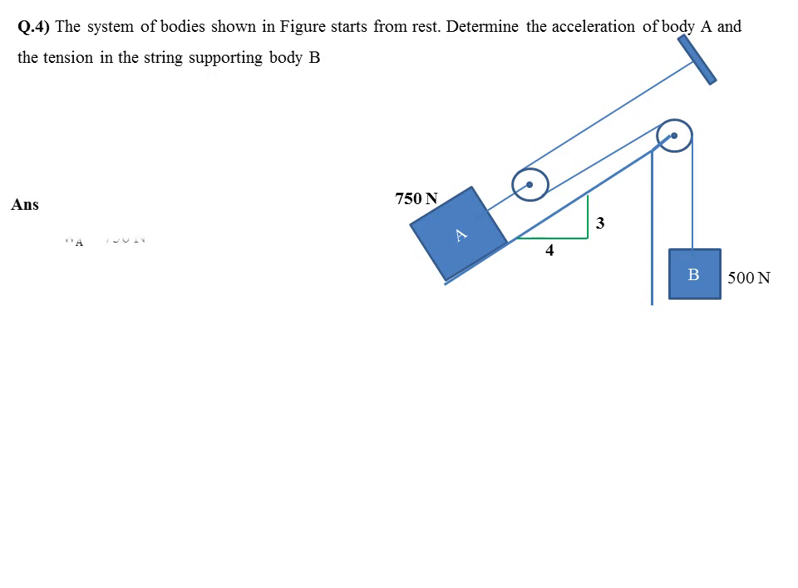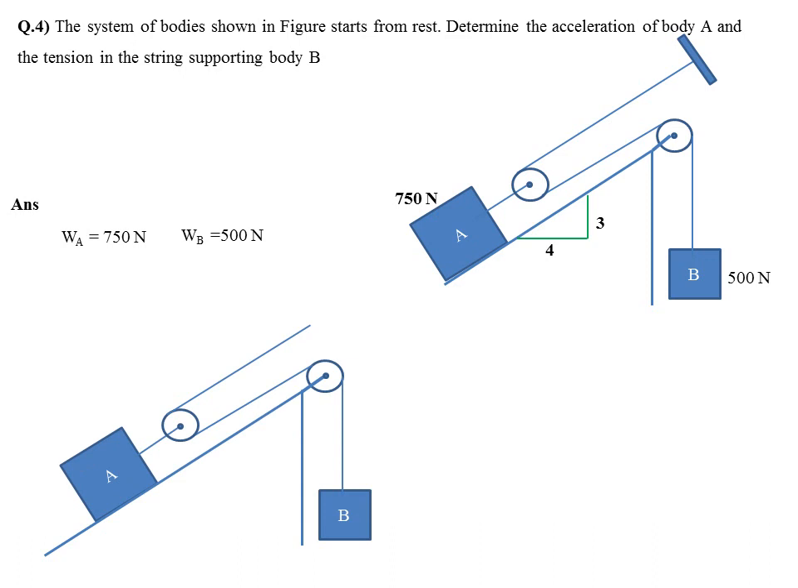Okay. Now WA is given, the value is 750, and WB is 500 Newton. Now I am redrawing the figure, and the angle theta we don't know right now. But it is given as 4 3. So what is tan theta? Tan theta is simply 3 by 4. So you can find theta, which is tan inverse 3 by 4, and we will get 36.87.